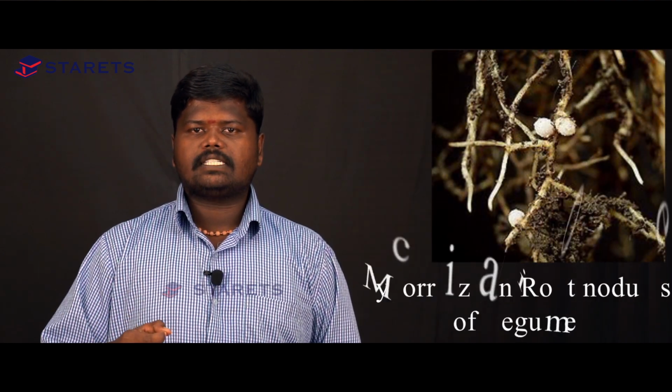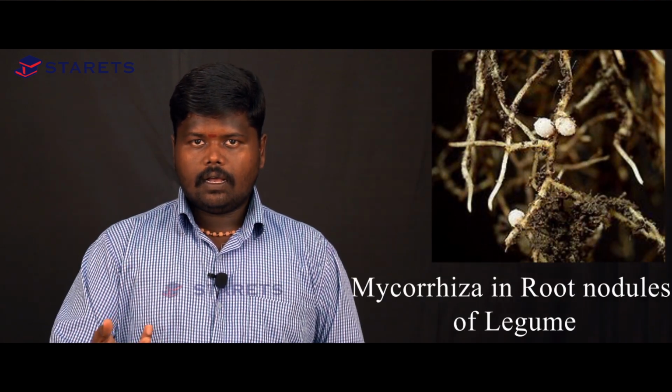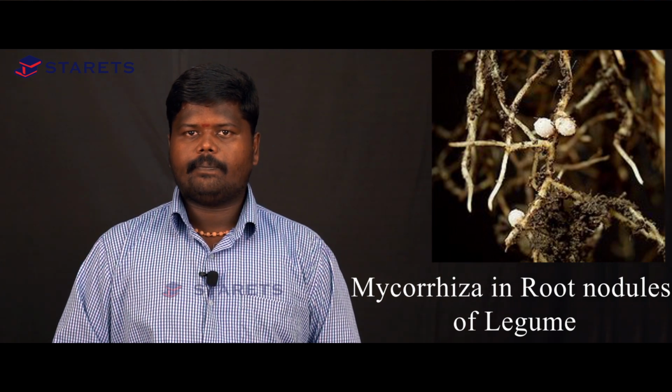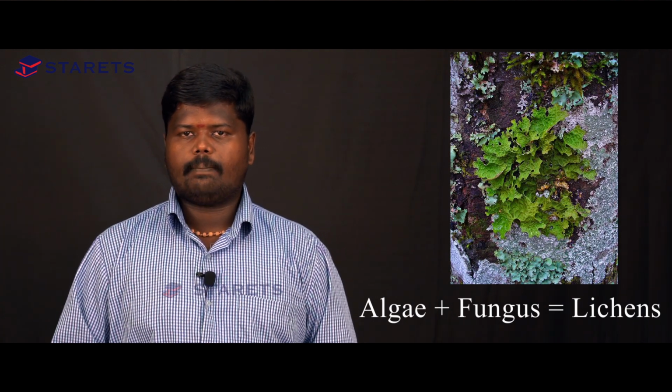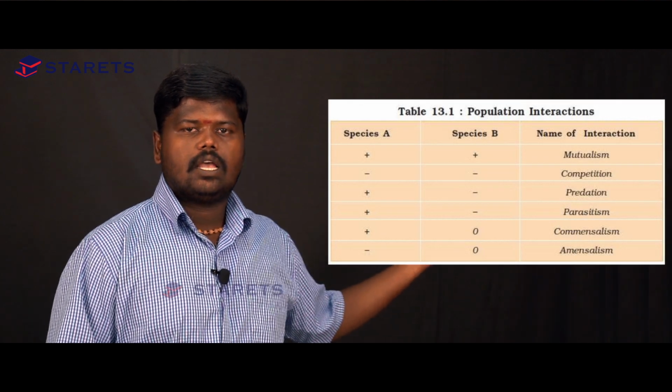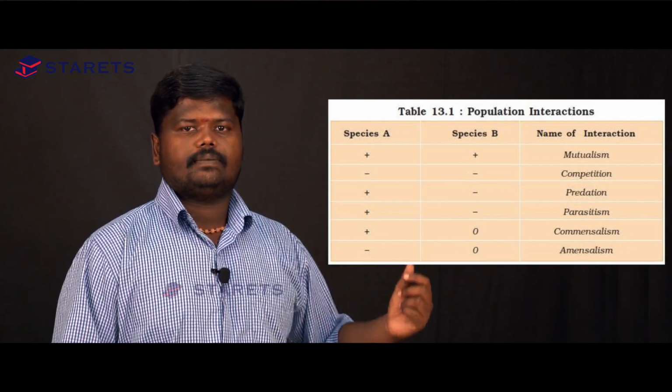This kind of mutual relationship exists in all organisms. For example, leguminous plants and root nodules, and mycorrhiza, fungus. Right? Similarly, lichens are a association between algae and fungus. This is called mutualism, plus plus. Look at the second one, minus minus, which I am calling competition. Okay, what do you mean by minus minus competition?